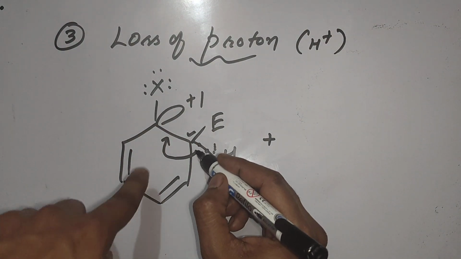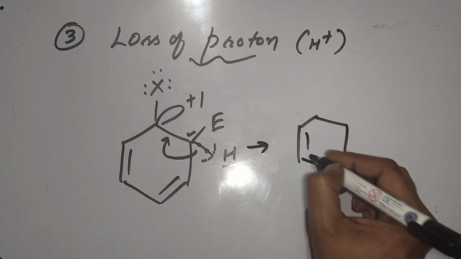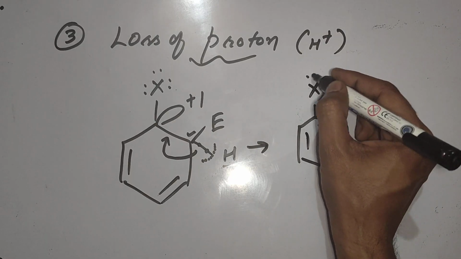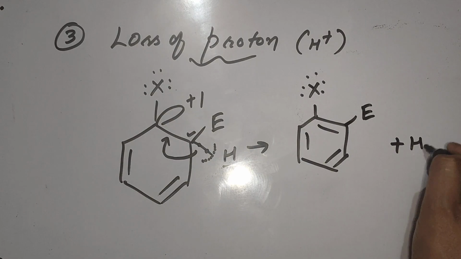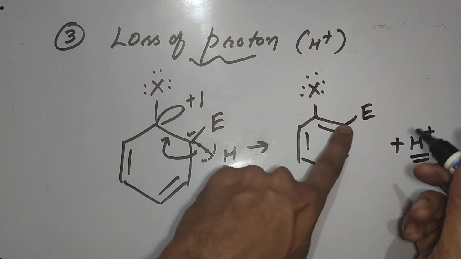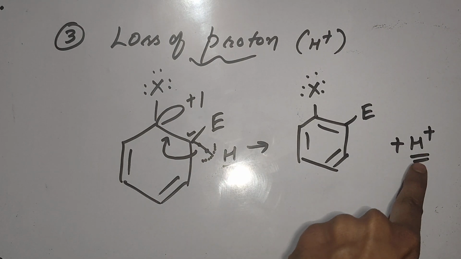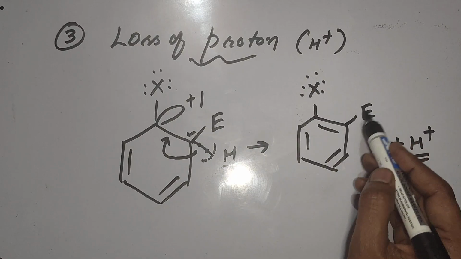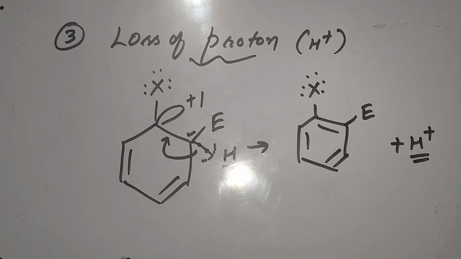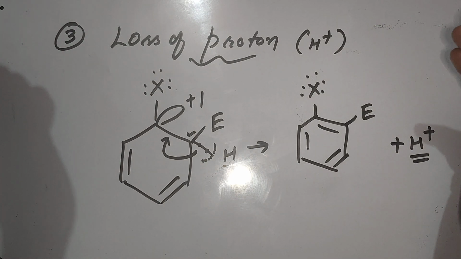After this, what is it doing? It is shifting electrons back toward the benzene ring. So the benzene ring will get its 6 pi electrons back, and E will be there, and H will be eliminated as H positive. So finally, E has substituted our H, and H is eliminated as H positive. One stronger electrophile has substituted the weaker electrophile. That's it. This is the end of the mechanism that we call the electrophilic substitution reaction mechanism.